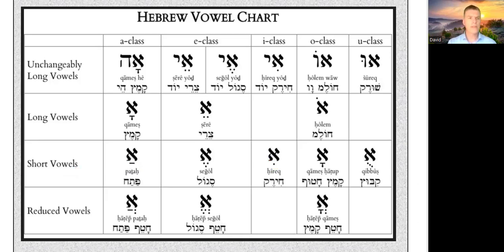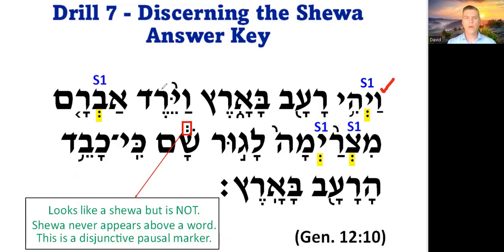Let's jump back to our answer key. Already covered this one. They're all going to be the same. So every one of these words. The name of the patriarch is Avram, 2 syllables. The shva is preceded by a short vowel, rendering the shva silent.